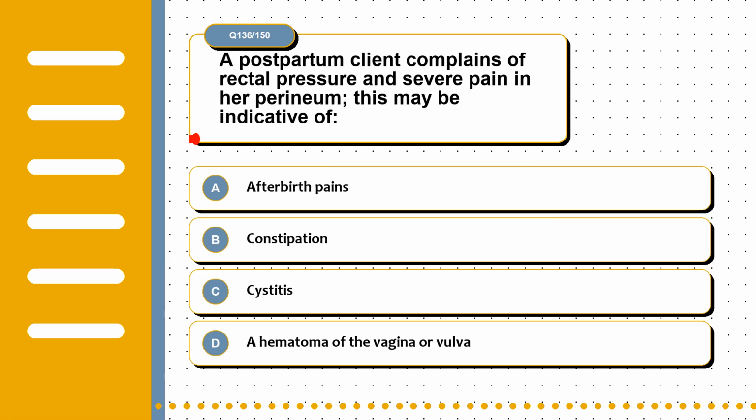Question 136. A postpartum client complains of rectal pressure and severe pain in her perineum. This may be indicative of. Here are the options. Option A. Afterbirth pains. Option B. Constipation. Option C. Cystitis. Option D. A hematoma of the vagina or vulva.